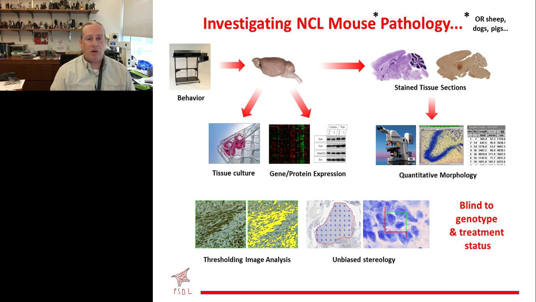And all of that work we do is blind to treatment and to genotype, so that the people who are doing these studies don't actually know which animal is which. And it's only at the end of our studies that we crack the code and sort the data into different groups and try to determine whether our treatment may have had an effect or not.